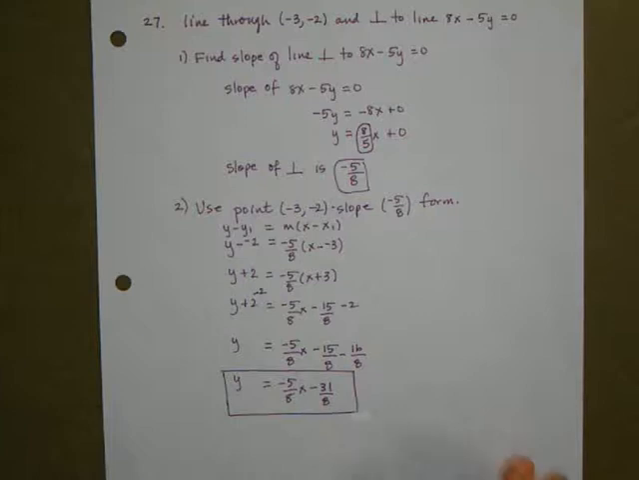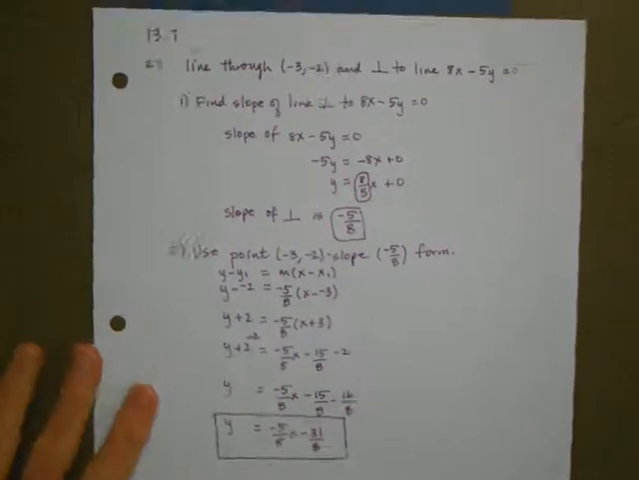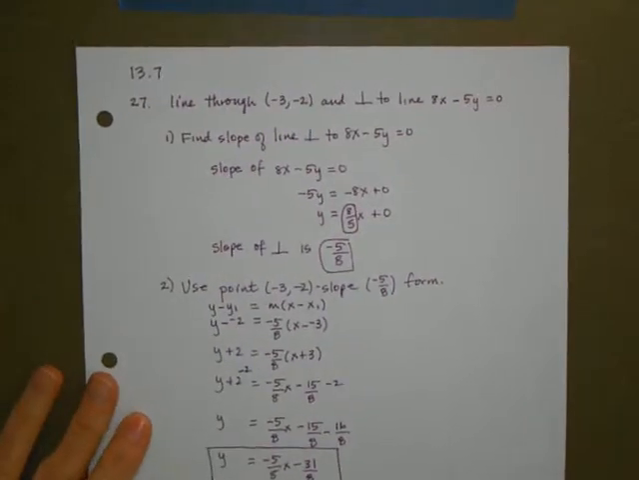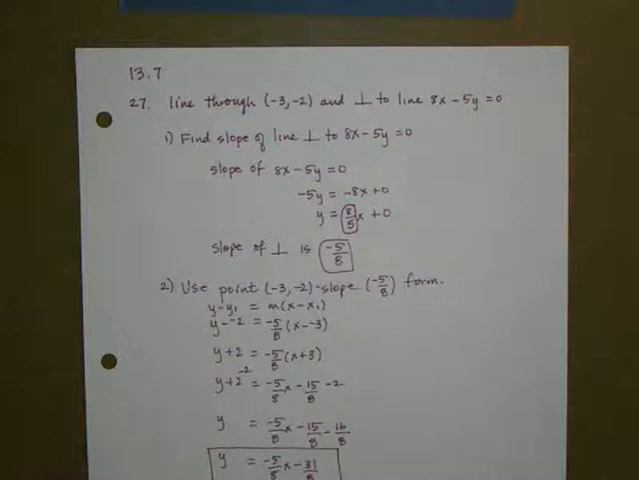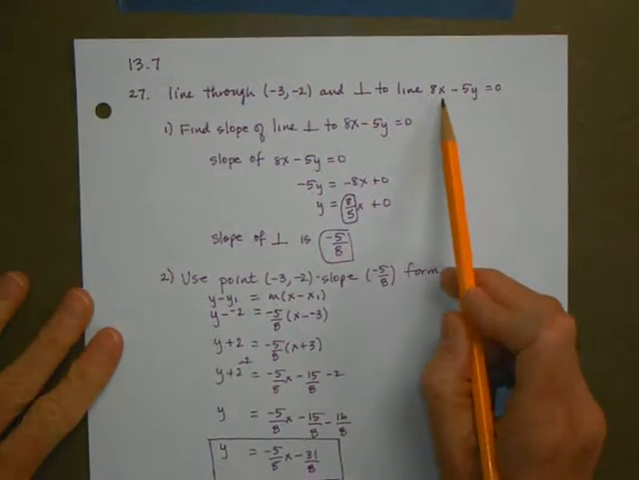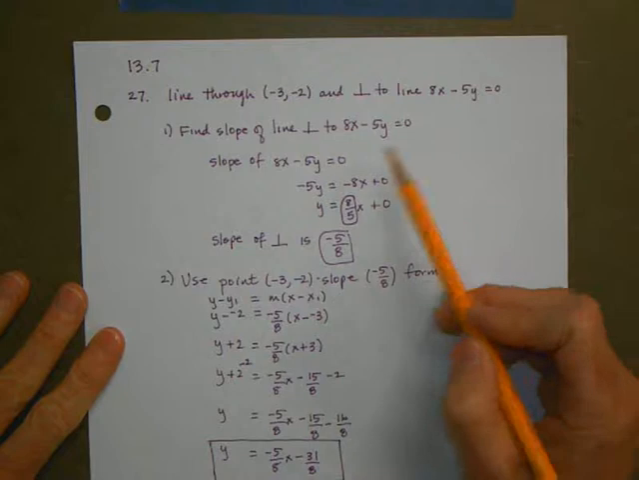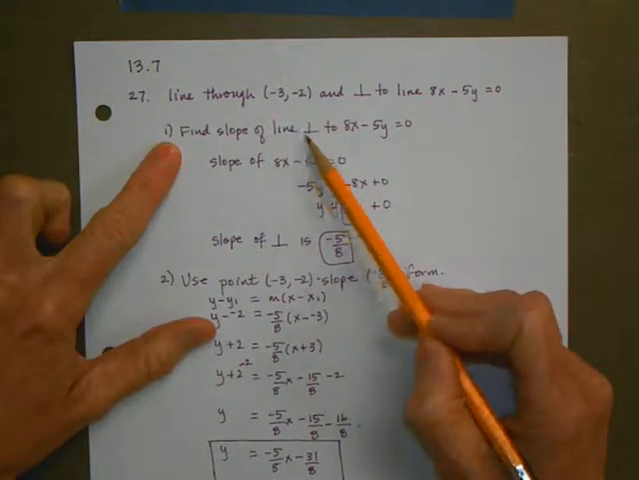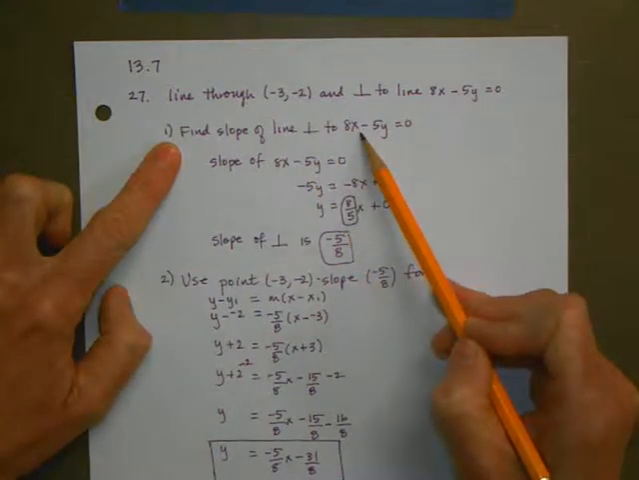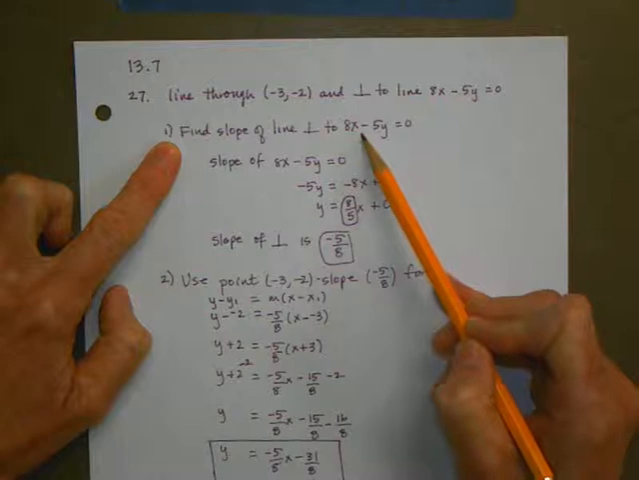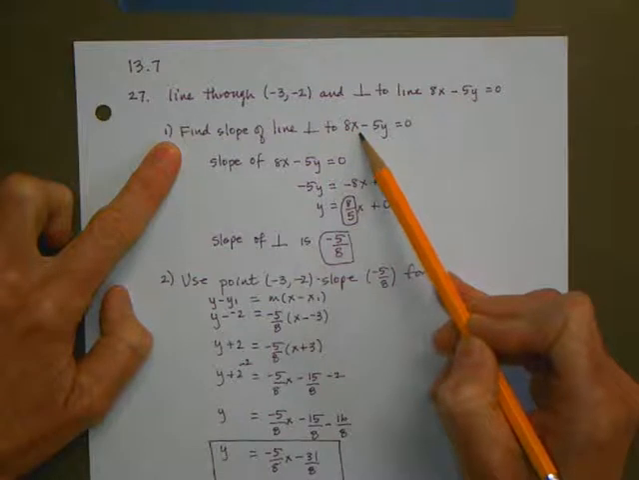The next problem that we do is we have this line through the point negative 3, negative 2, and we need it perpendicular to this line 8x minus 5y equals 0. So first thing we need to do is find the slope perpendicular to this line here. Let's find the slope first, and then we'll take the negative reciprocal to get the perpendicular line's slope.